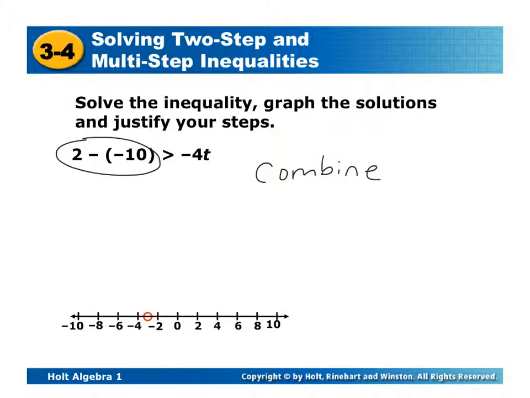So if I have 2 minus negative 10, remember I can double slash and make that plus a positive. So now it's going to be 12 is greater than negative 4 times t. Then I'm going to divide both sides by negative 4. So we have that division property.